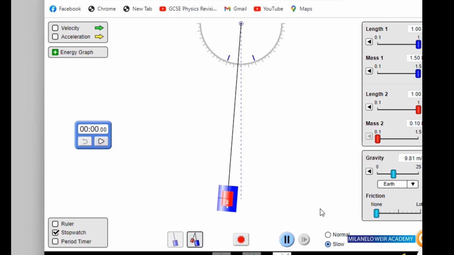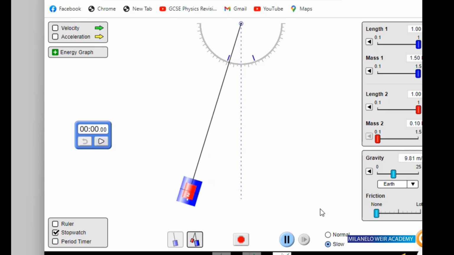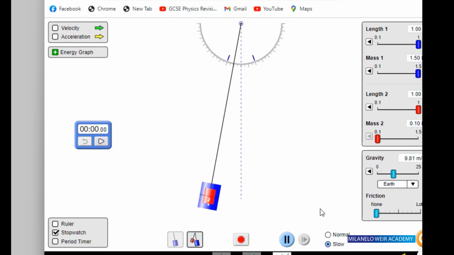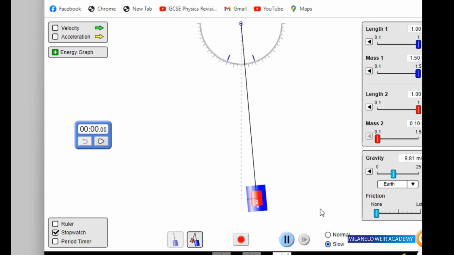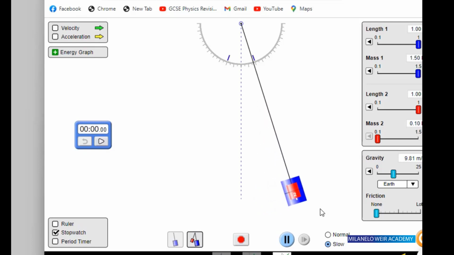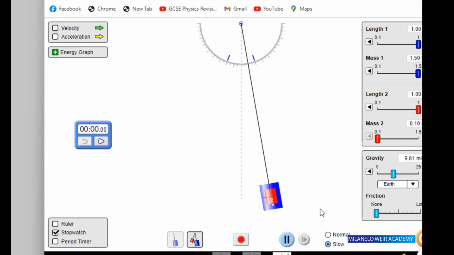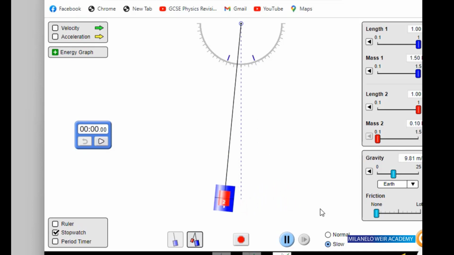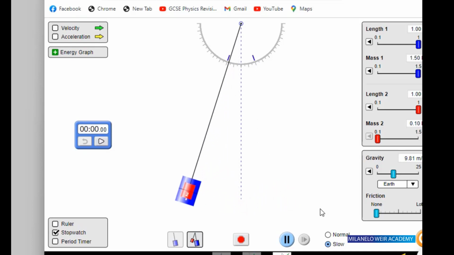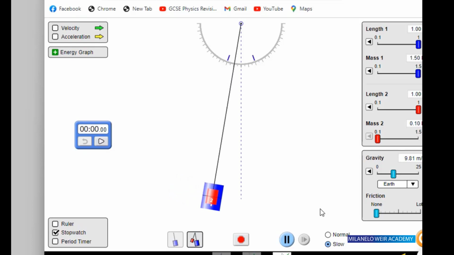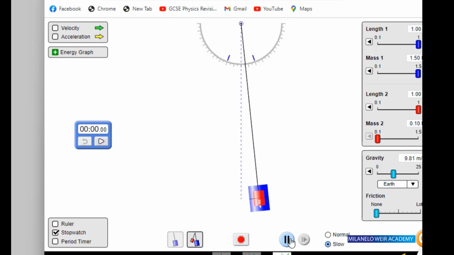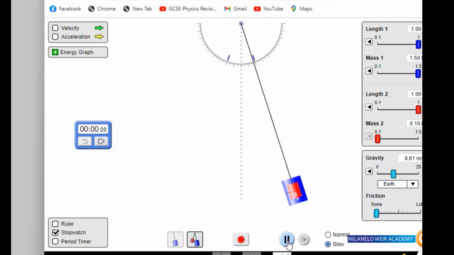About the mass? It seems mass has no effect. Mass has no effect on the period of a pendulum. Whether the mass is small or bigger, the period of a pendulum will be the same. It does not depend on the mass, right? So that's it about mass, no effect.